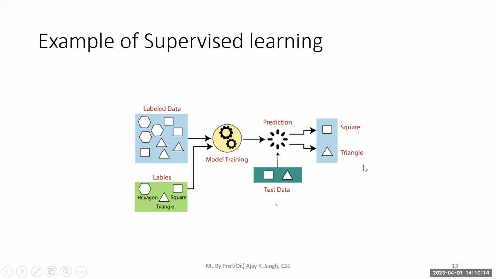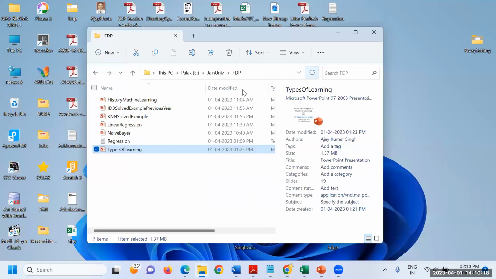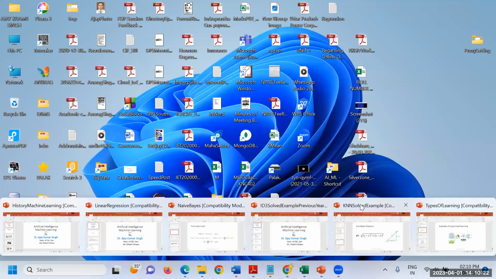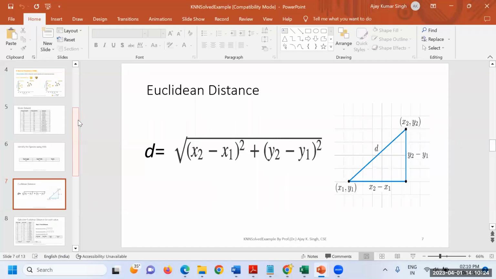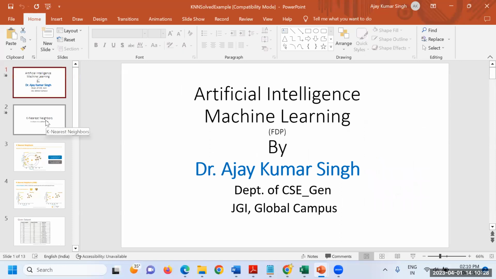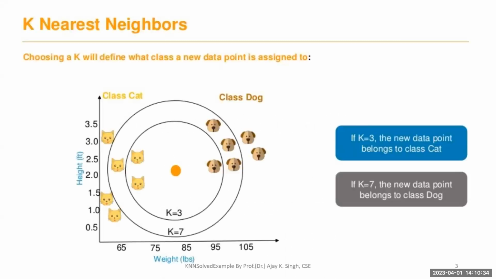Now, coming back to KNN, I'm going to minimize this slide. This is one of the simplest algorithms of machine learning. Let's see why it is called the simplest algorithm.